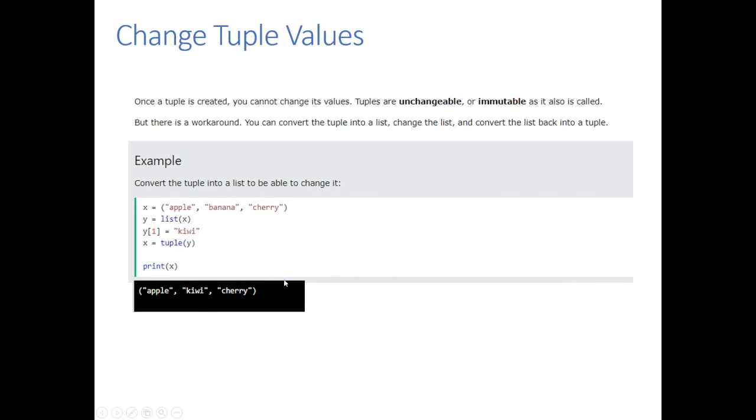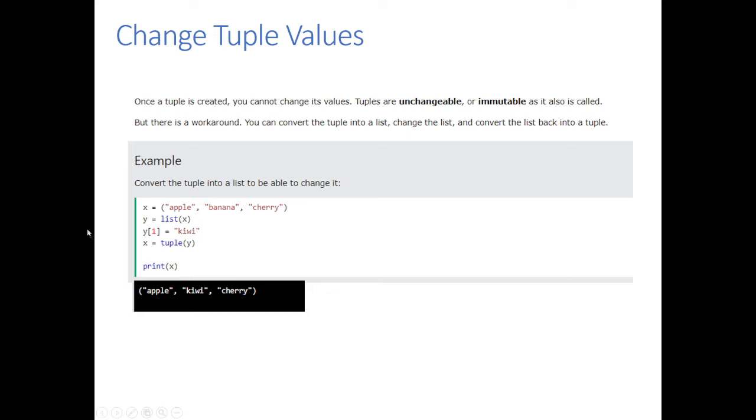Change tuple values. Once a tuple is created, you cannot change its values. Tuples are unchangeable, or immutable as it also is called. But there is a workaround. You can convert the tuple into a list, change the list, and convert the list back into a tuple. So that's how you do it. If you want to change a tuple, you convert the tuple into a list, change the list, and then convert the list back into a tuple.